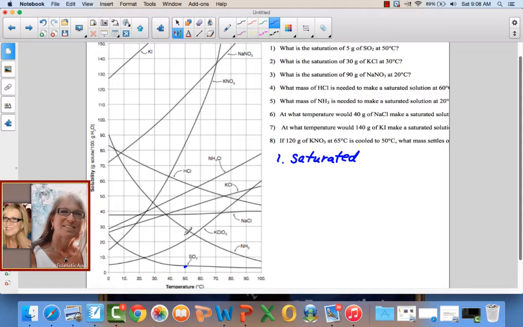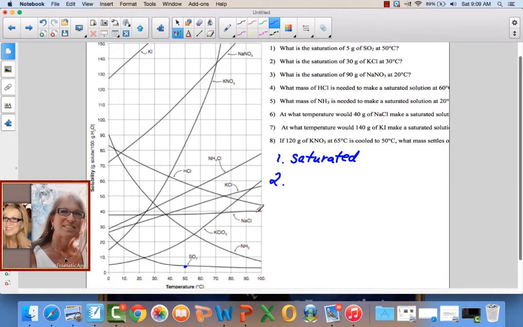And might I point out before we continue that most of the lines have a positive slope. These are solids, and as we increase the temperature, their solubility increases. We do have 3 lines, however, that have a negative slope. That would be HCl, NH3, and SO2. That's because these are gases, and as we increase the temperature, the solubility of the gas decreases.